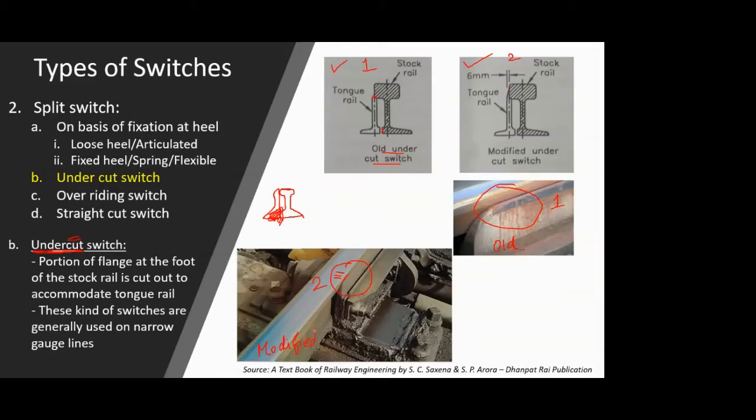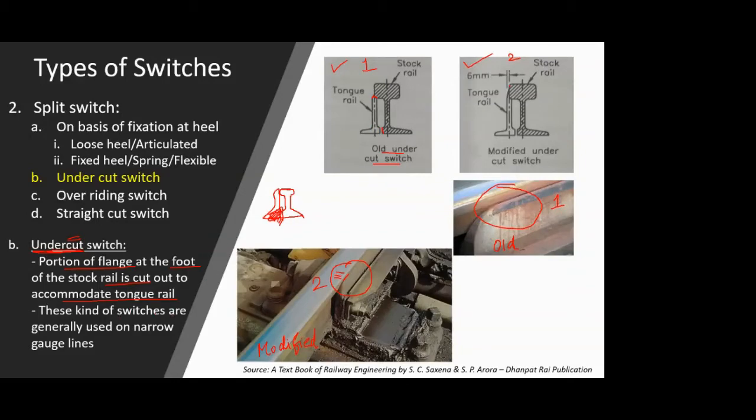Okay, it's self-explanatory, the same thing I have just written here in the theory: the portion of flange at the foot of the stock rail is cut in such a way that it can accommodate the tongue rail. It's not that the foot of the stock rail is cut at any location. It is cut in such a way that if you keep a tongue rail, it will be accommodated exactly, with no extra or less gap between the tongue rail and stock rail. Otherwise, there will be a movement at the base portion.